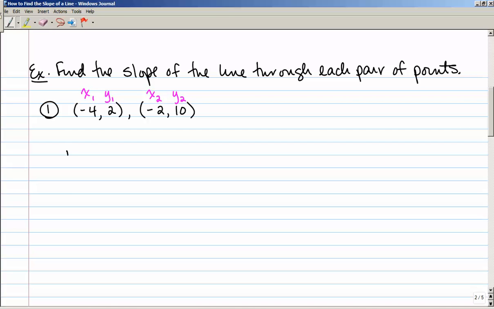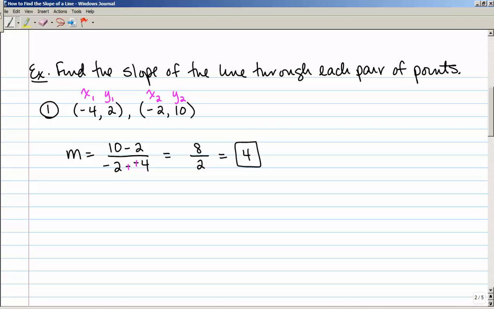So the slope is y2 minus y1, or 10 minus 2, divided by x2 minus x1, or -2 minus a -4. And recall that minus a negative number is the same thing as adding a positive number. So let's go ahead and simplify that. 8 over -2 plus 4 is a +2, or the slope of this line is 4.